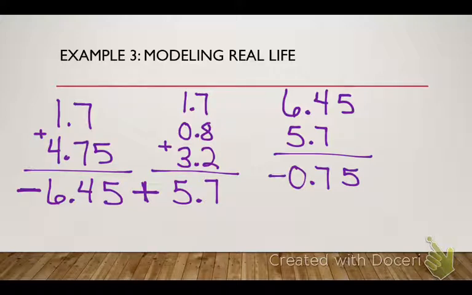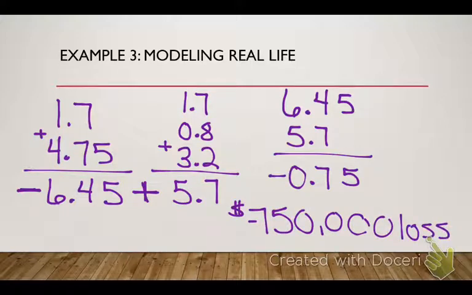How much is that? You have to move the decimal to the right. Right, correct? $750,000. Is it a gain or loss? Loss. So which letter is correct? D. Loss. So it's letter D.